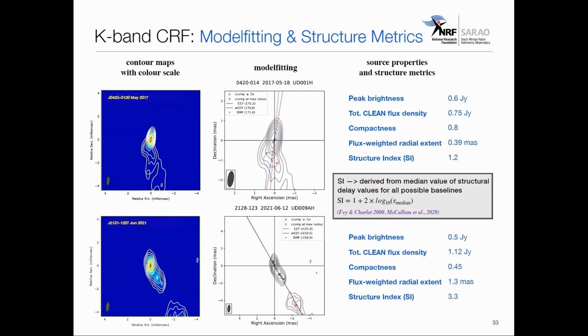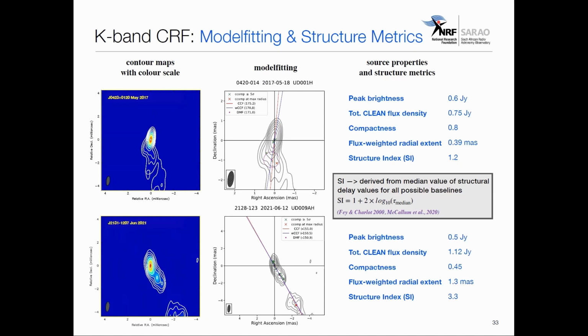So for both sources here, we get the peak brightness and the clean flux density. The ratio of those gives us the compactness. So in this case, this is a compact source. Compactness is 0.8, it's close to 1. In the case of this source, it's much lower, 0.45. We also look at the radial extent, the extent of the source structure. In this case, it's the flux-weighted radial extent. It's in milliarcseconds. We can see that it's much better for the top source, which is more compact, versus the one at the bottom at 1.3 milliarcseconds.